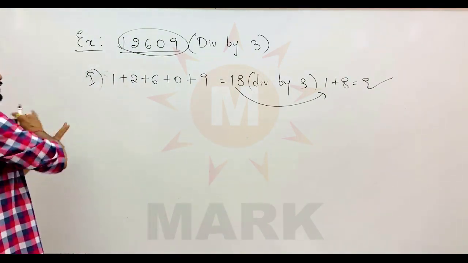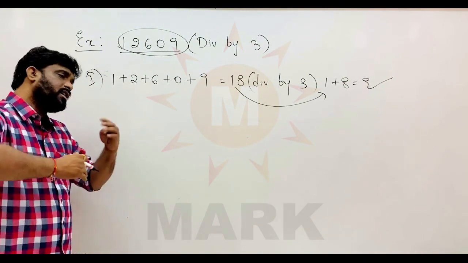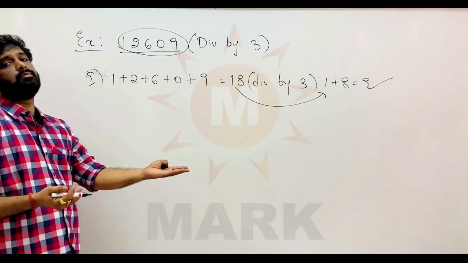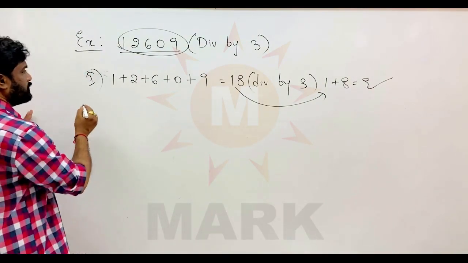Now this is method 1. You add up all the digits, and if the resultant sum is 3 or divisible by 3, that is, it can be 3 or any multiple of 3, then the number is divisible by 3, right?